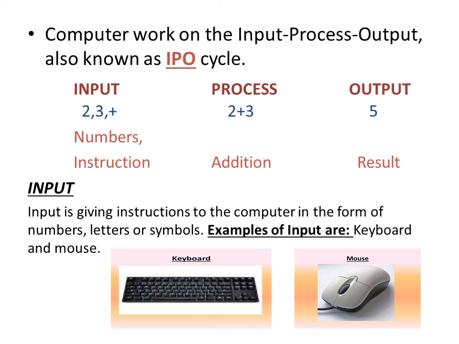We will give first instruction which comes in the input. Then we will add, or we will multiply, or we will subtract, whatever you want to do with these numbers, that comes in the process. Then what is the result coming out of that sum? That is called output. So computer works on IPO cycle, input, process, output.